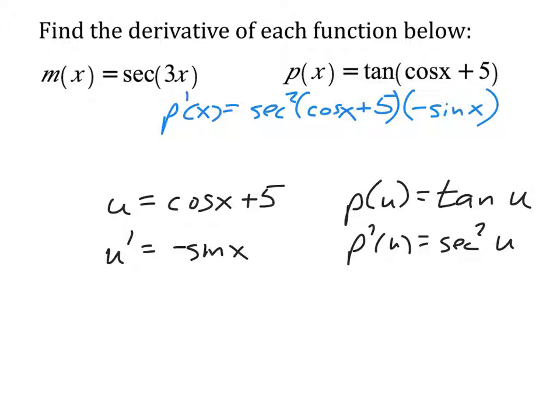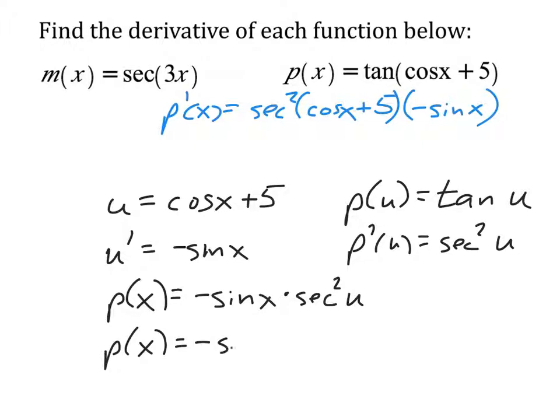And then chain rule says we multiply the two derivatives. So the derivative then would be p prime of x equals the negative sine x times the derivative of p that we found, which was secant squared of u. And then I could actually write u here. But I don't want to leave that u in there, so I want it all to be in terms of x. So p prime of x equals negative sine x secant squared, and then I just replace in what u was, which was the cosine of x plus 5.